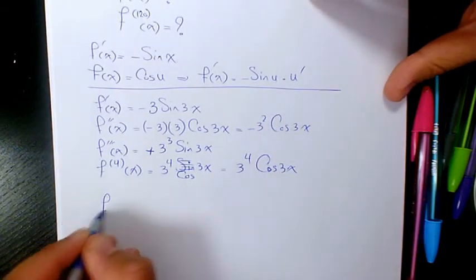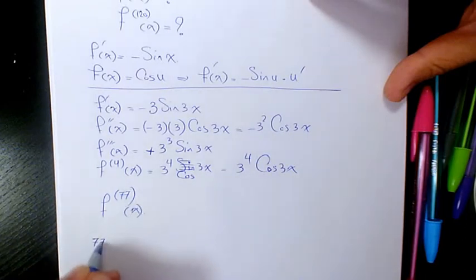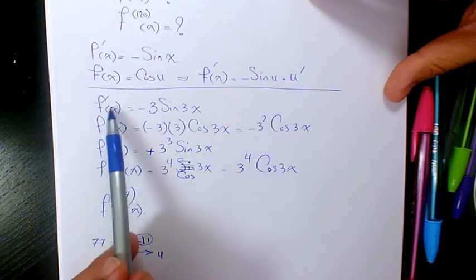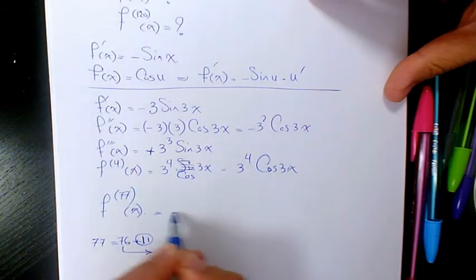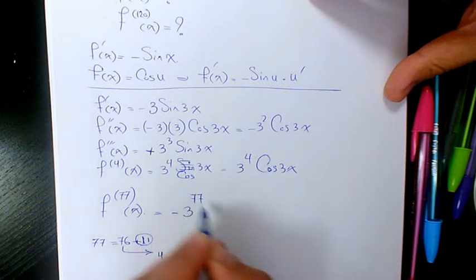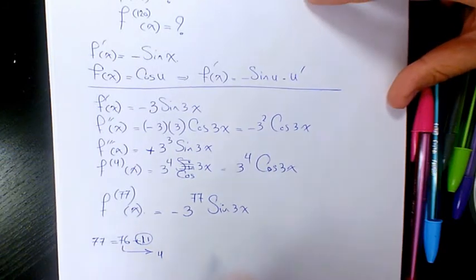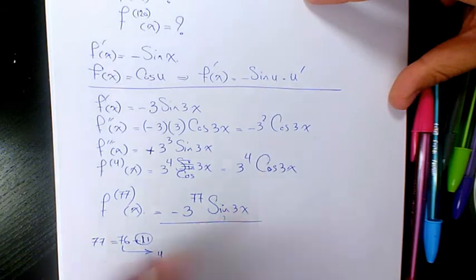So now we want to find the 77th derivative. 77 is 76 plus 1, and 76 is a multiple of 4. So I'm assuming the 77th derivative is going to be in the same format as the first derivative. So it's going to be negative 3 to the power of 77 sine 3x. That's the answer for the 77th derivative of cosine 3x.